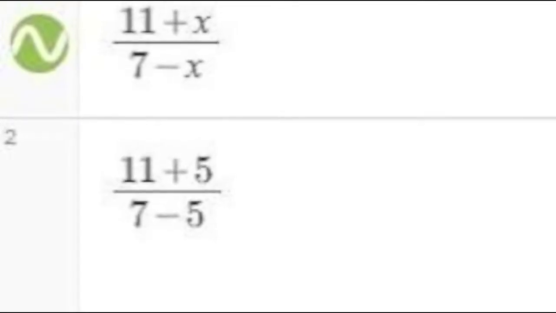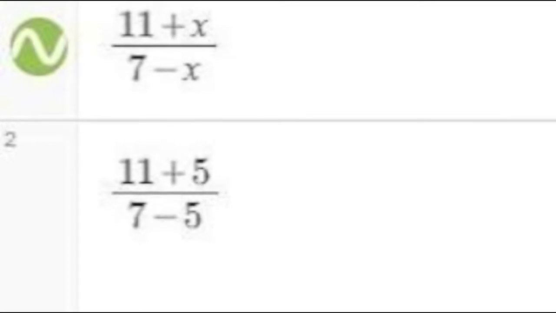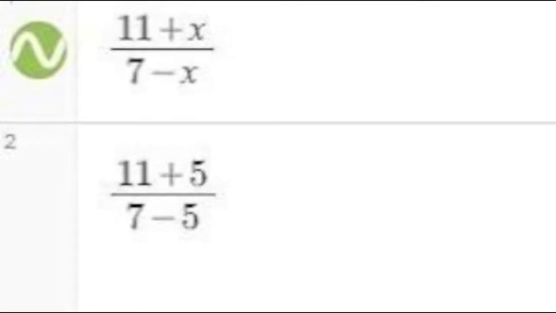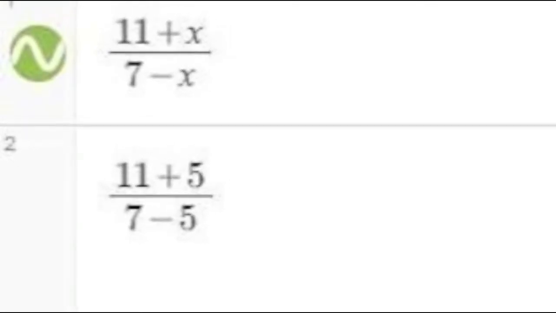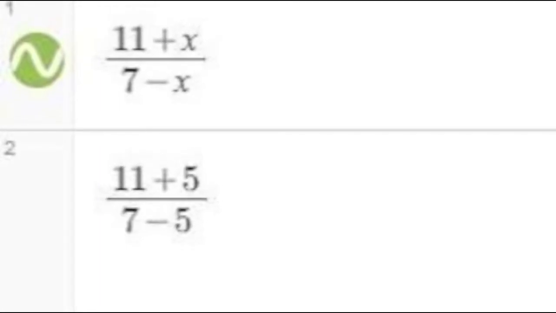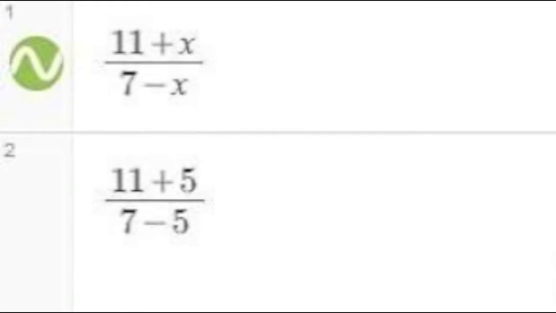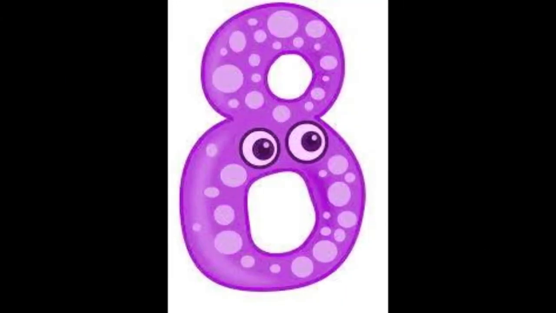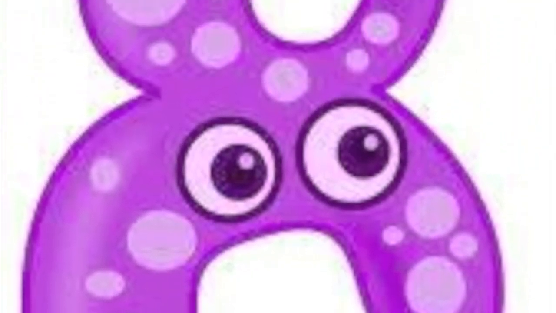So I am gonna add 11 plus 5. So 11 plus 5 is 16, and then you are gonna subtract 7 minus 5. That is 2. So 16 divided by 2 is 8. So at the end your limit is gonna be 8. That is the answer for the first problem.